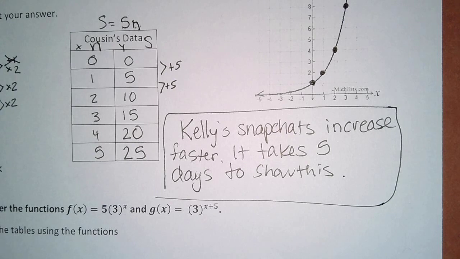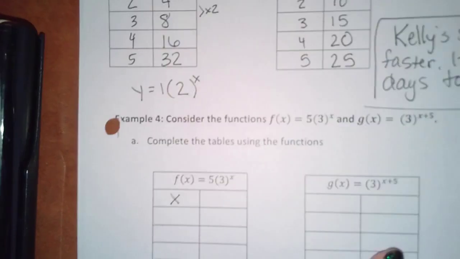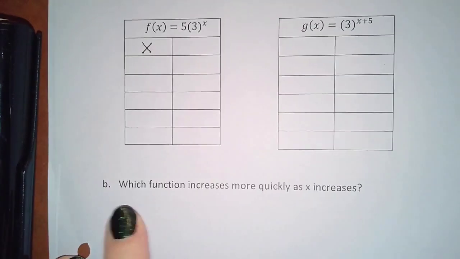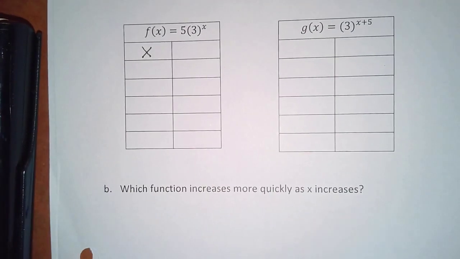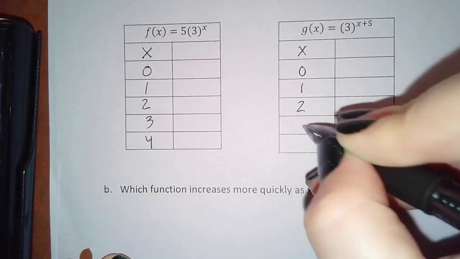You're going to want your calculator out for this one, because these numbers are going to get large. All right, so it says complete the tables using the functions. The functions are right here. We're trying to decide which function increases more rapidly as x increases. So over time, whose increases faster?